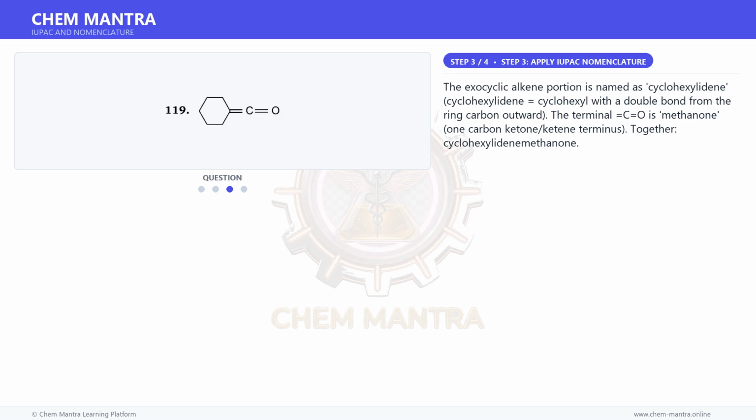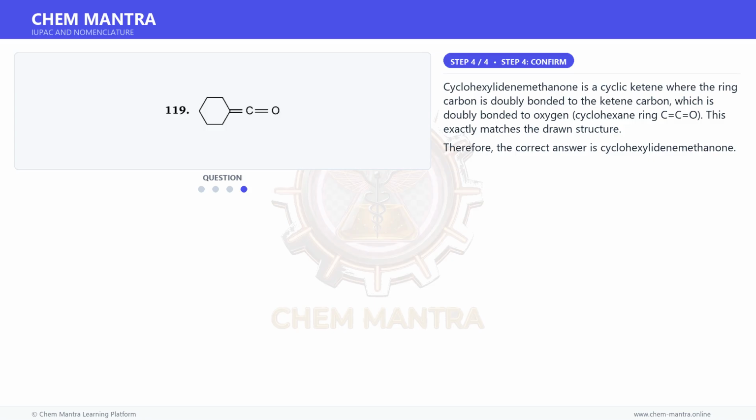The exocyclic alkene portion is named as cyclohexylidene. Cyclohexylidene = cyclohexyl with a double bond from the ring carbon outward. The terminal =C=O is methanone, one carbon ketone, the ketene terminus. Together, cyclohexylidenemethanone. And for the final step.